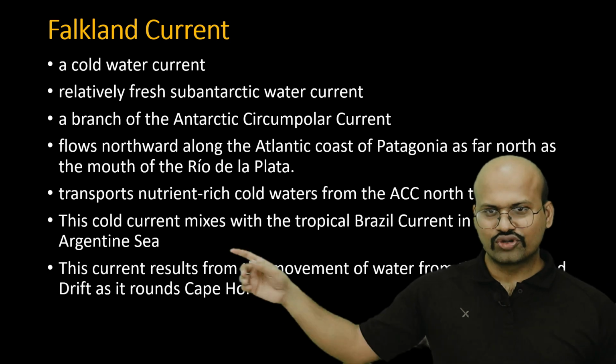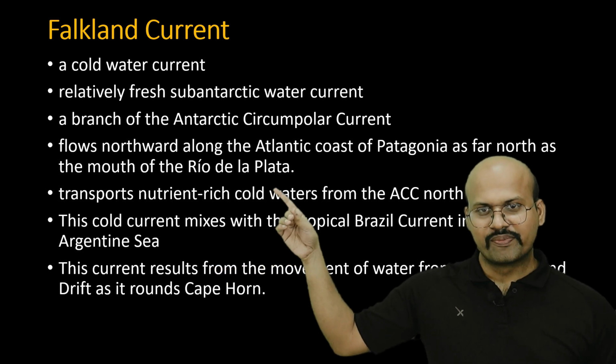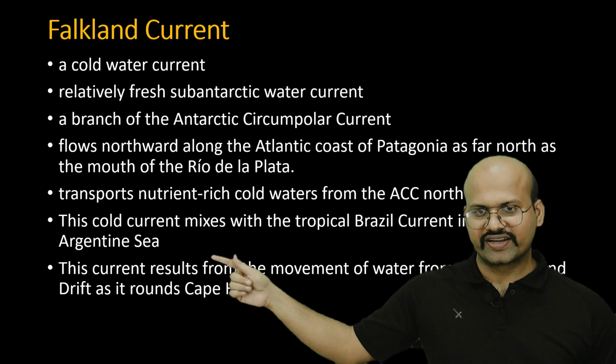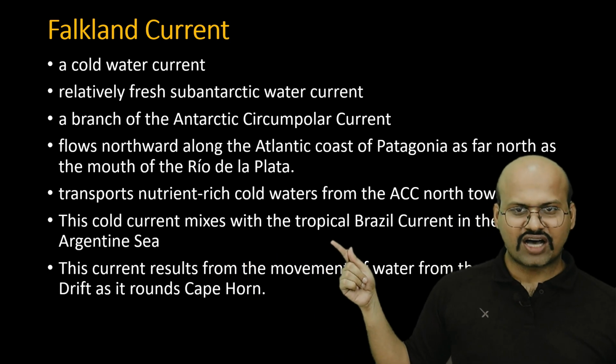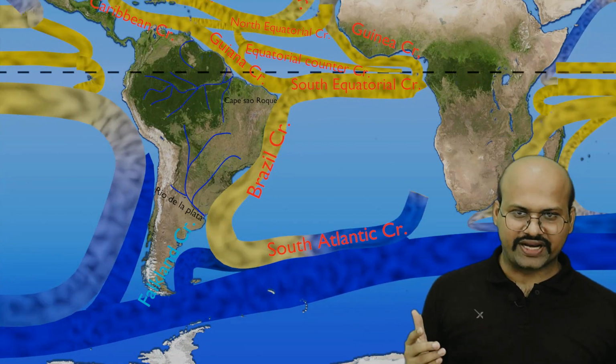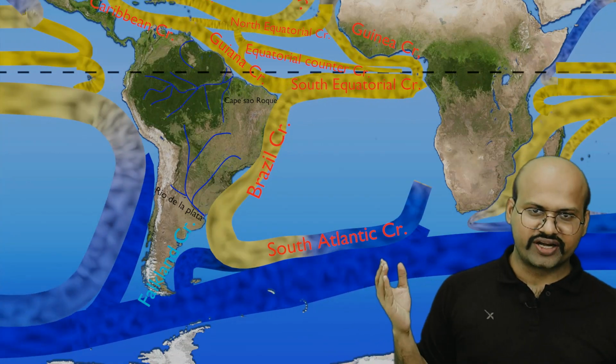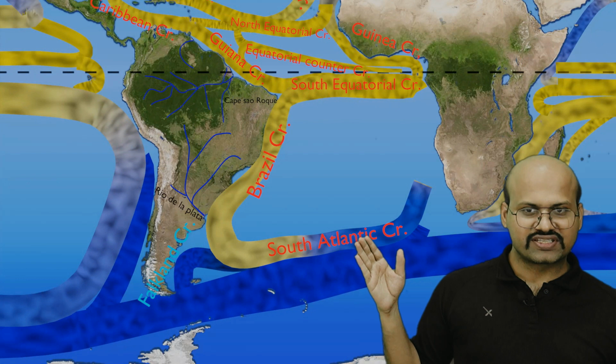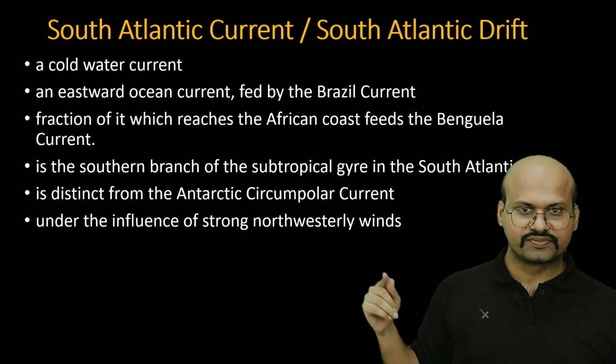Now we see that both of these streams, that is the Brazilian current and the Falkland current, combine together and move as South Atlantic current. Now remember, this South Atlantic current is separate from the circumpolar current. They move together, but still they are separate.